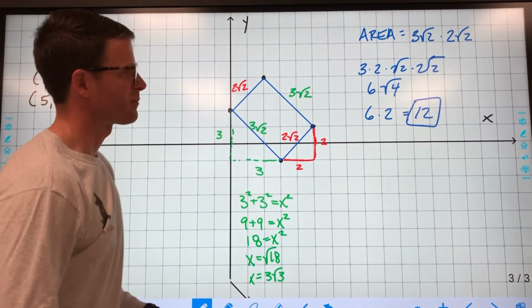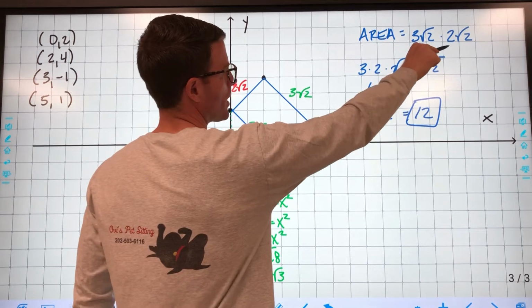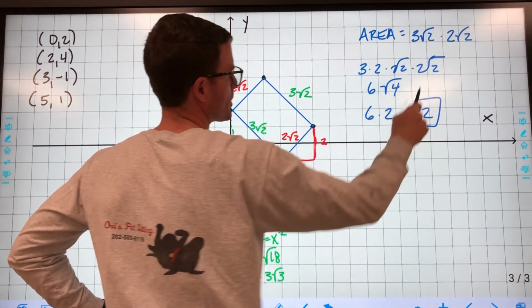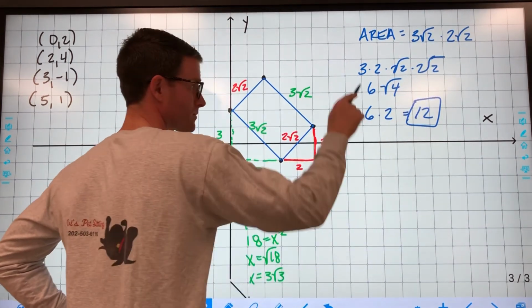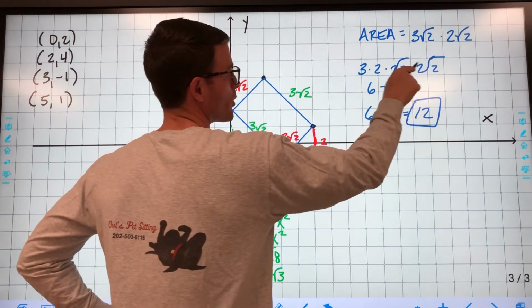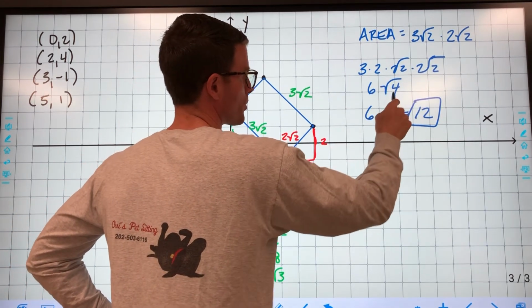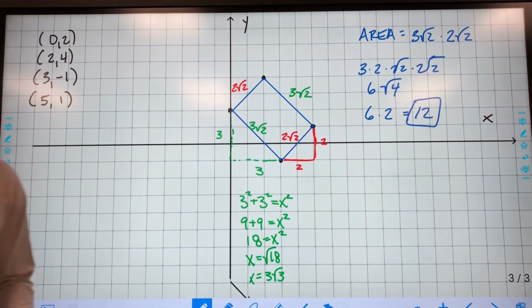Okay, realize I may have gone a little fast there. So again, multiplying these numbers, I'm going to multiply the outside numbers, and I'm going to multiply the inside numbers. So 3 times 2 is 6. Root 2 times root 2 is root 4. Root 4 is equal to 2. 6 times 2 is 12. Okay, so there's my area.